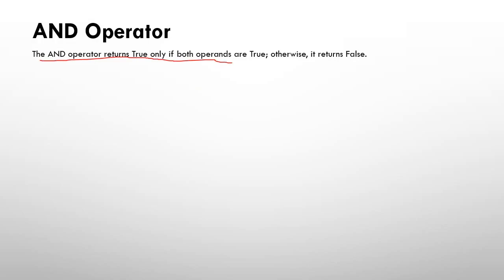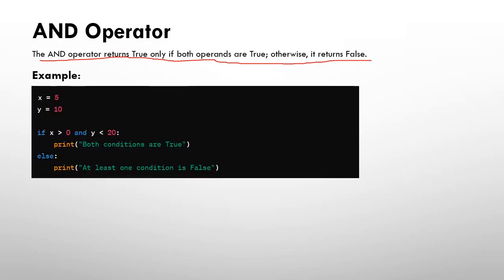So let's start with AND operator. The AND operator returns true only if both operands are true, otherwise it returns false. Here is an example of AND operator. In this example, we have assigned value 5 to variable x and value 10 to variable y. The two conditions are whether x is greater than 0 and y is less than 20. Since both these conditions are true, the AND operator will also return true. And so in this case, the statement "both conditions are true" will be printed on screen.